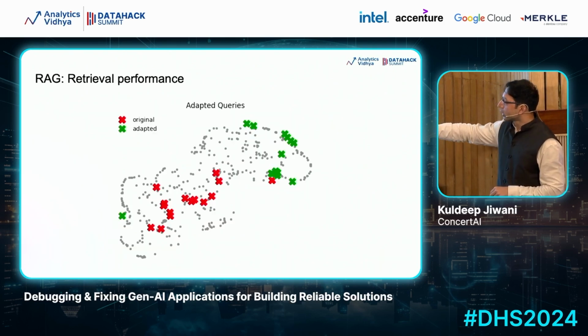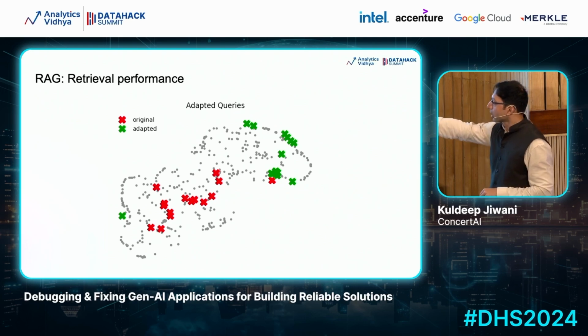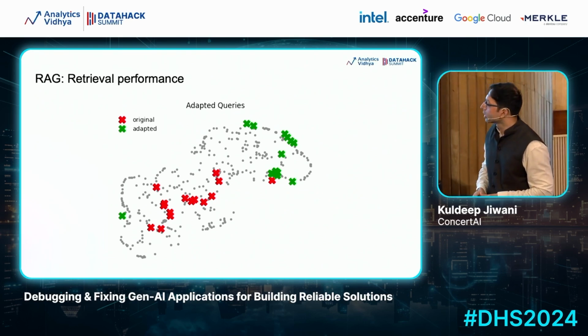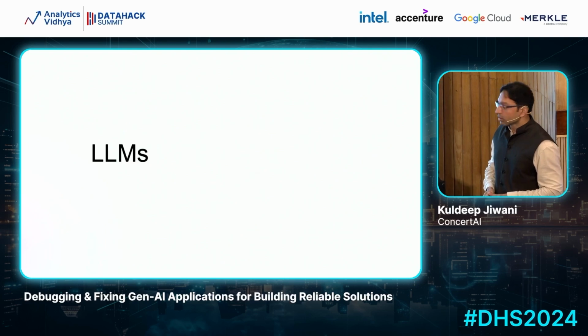So that's the output. The red ones were the previous one, green the new, right? They were far apart earlier, now they're very close by. So this takes care of those kinds of domain-based tuning. So with this, I think we wrap up the RAG part.